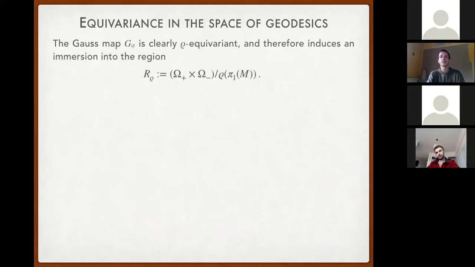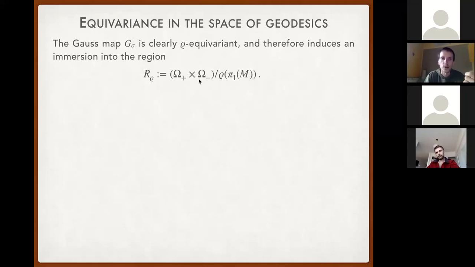And clearly, if our immersion sigma is rho equivariant in hyperbolic space, then also the Gauss map is rho equivariant with respect to the obvious action on the space of oriented geodesics. And it takes values in a distinguished region, which is just omega plus times omega minus. So whenever you have an immersion with principal curvatures between -1 and 1, the orthogonal geodesics have one endpoint in omega plus and the other endpoint in omega minus.